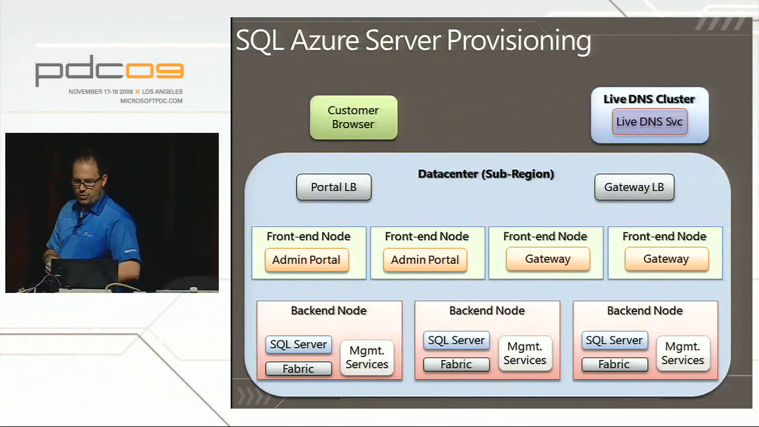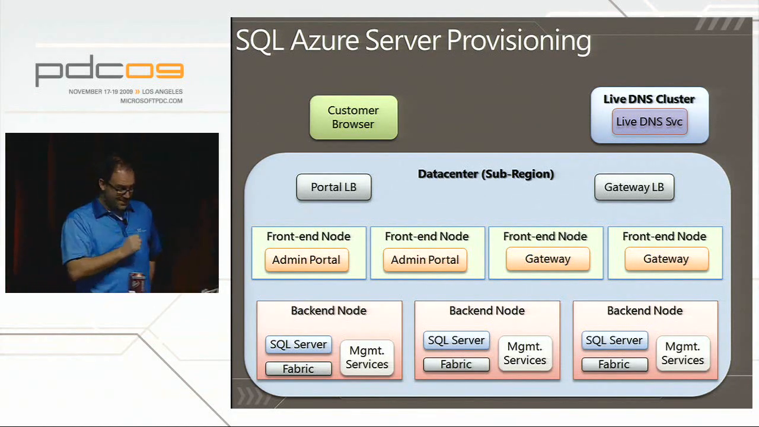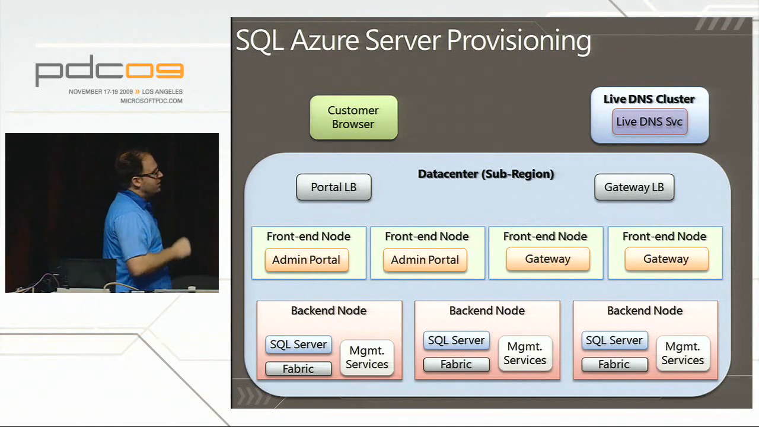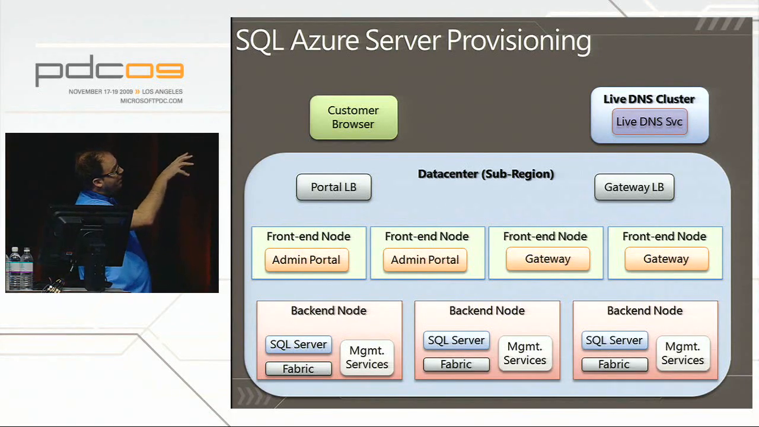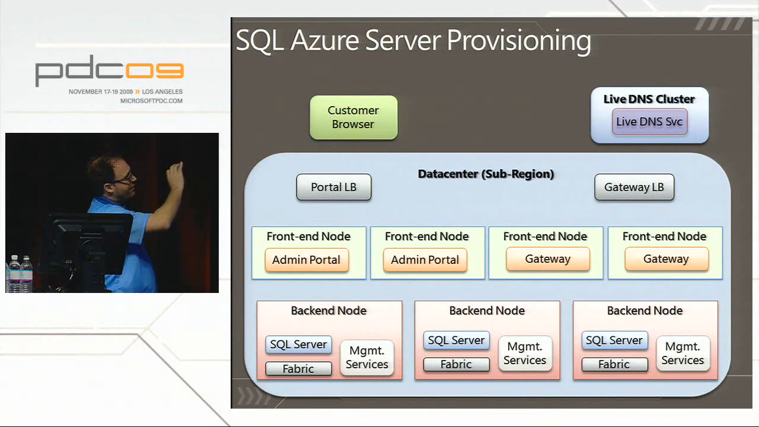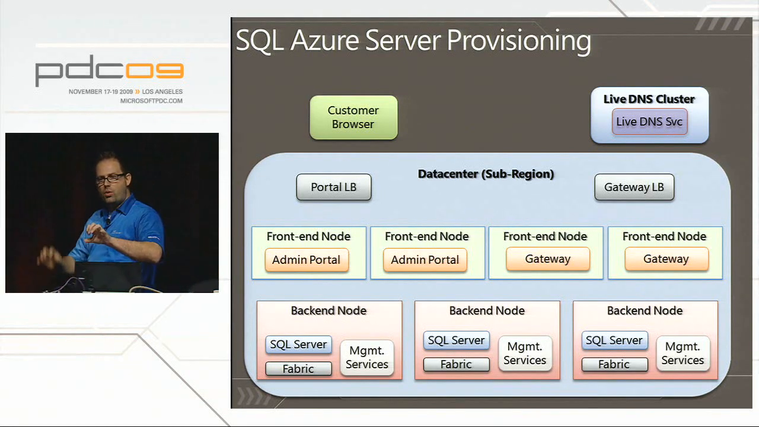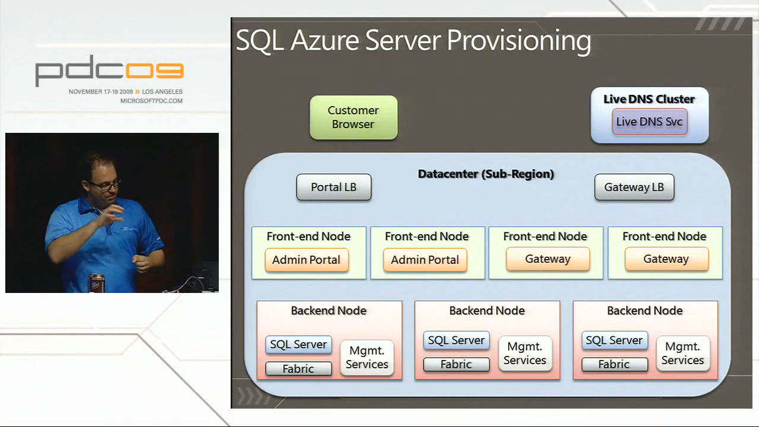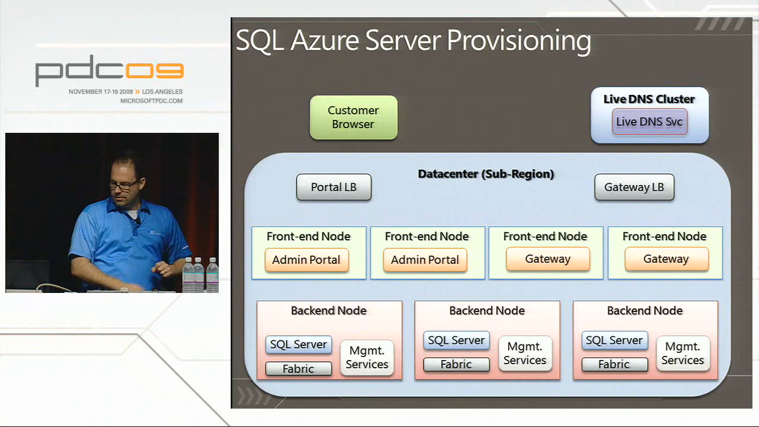So just graphically, it's probably a little bit easier to go through this rather than just some words on a slide. This is a breakdown of what a data center might look like. At the top we have the customer's browser. We have a set of load balancers for the portal traffic and for the gateway process. We have another cluster, external to our cluster, which represents the live DNS service. We have a set of front-end nodes, some running the gateway portal, some running the gateway itself, and then a set of back-end nodes which are servicing those requests.